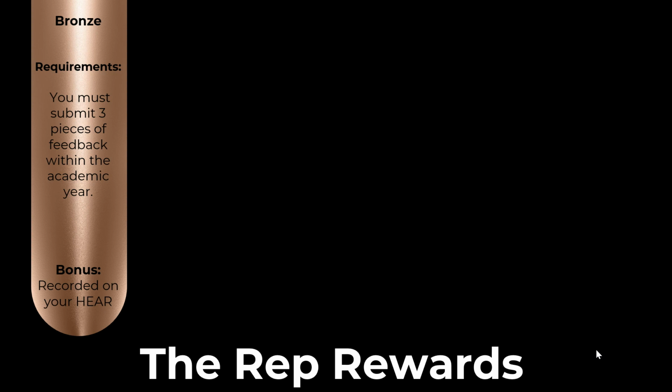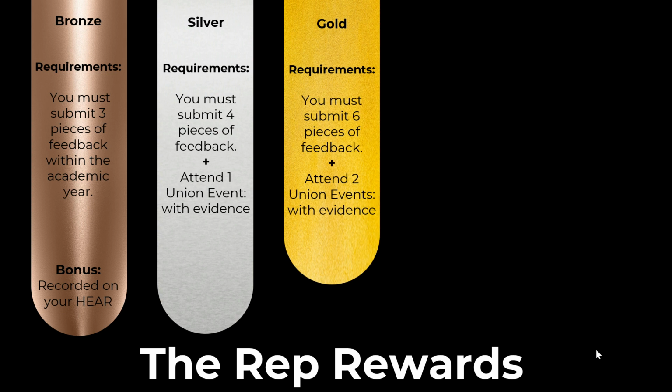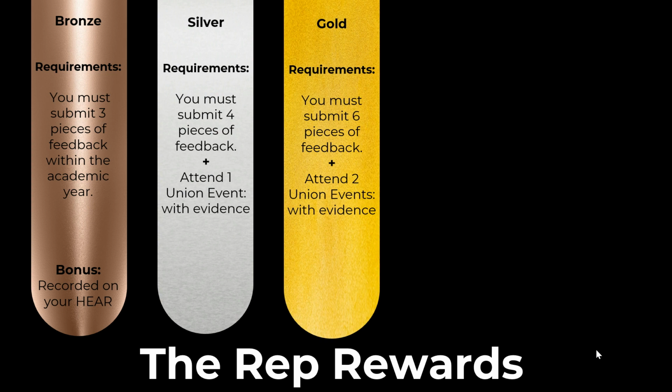Firstly, you have the bronze level, where you need to submit 3 pieces of feedback within the academic year, and that means the role is recorded on your HEAR. It's the first level there. Then there's silver. To get silver, you must submit 4 pieces of feedback in an academic year. That's including the 3 pieces of feedback, so you don't have to worry about doing another 4. But you must also attend 1 union event with evidence. That's basically to show your activeness as a rep.